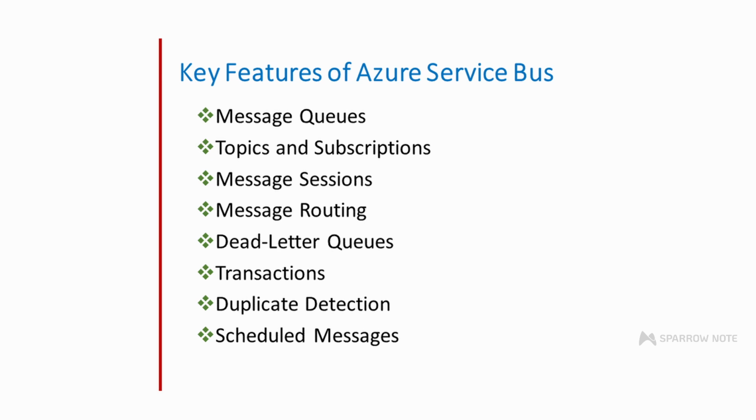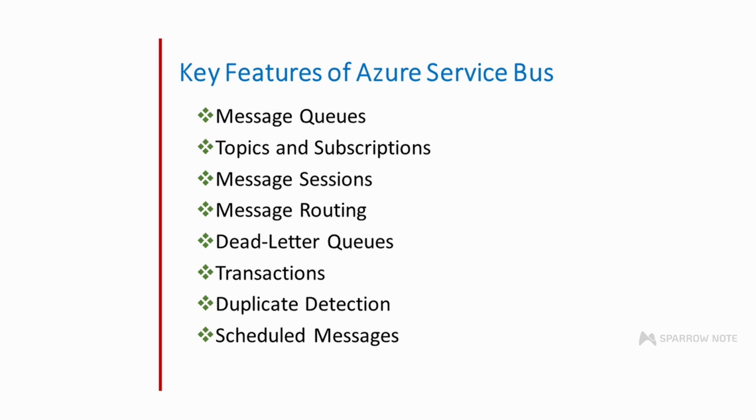Dead letter queues. Messages that cannot be delivered or processed can be moved to a dead letter queue. This allows for the handling and analyzing of problematic messages without disturbing the overall message flow.